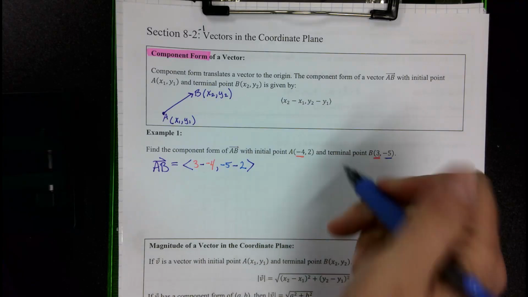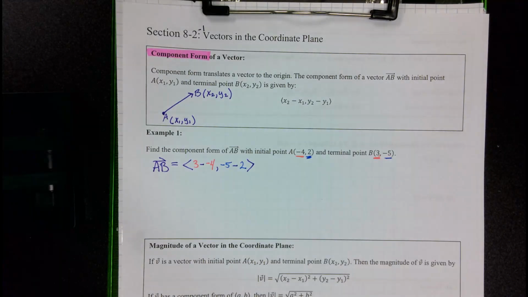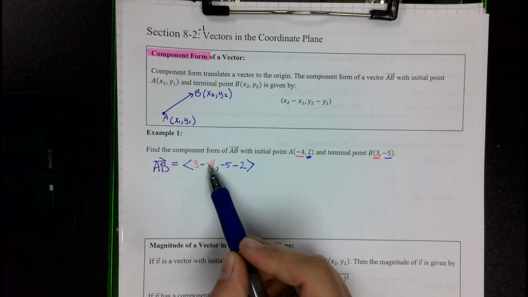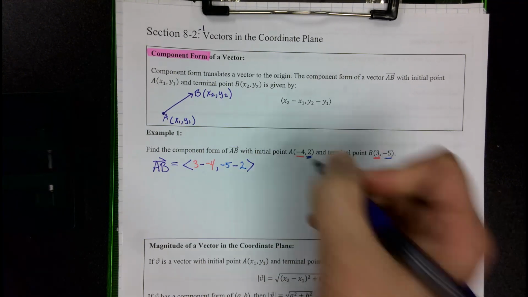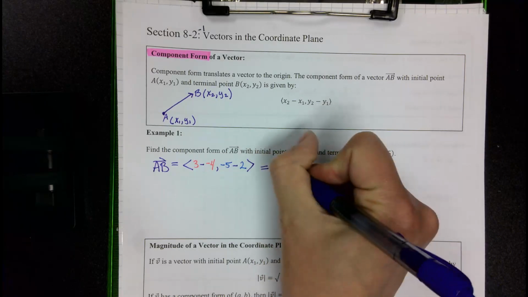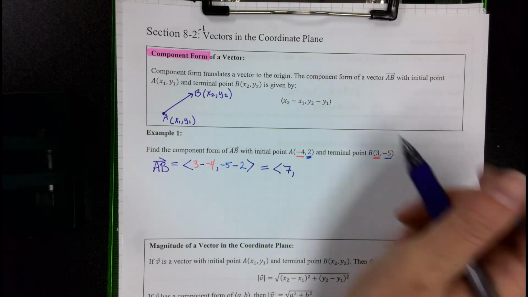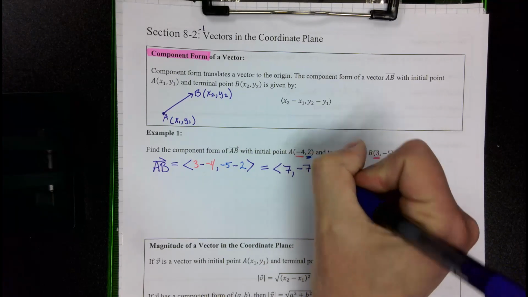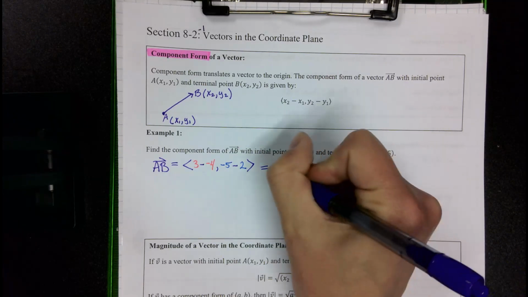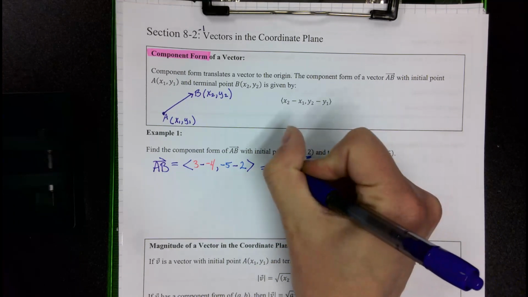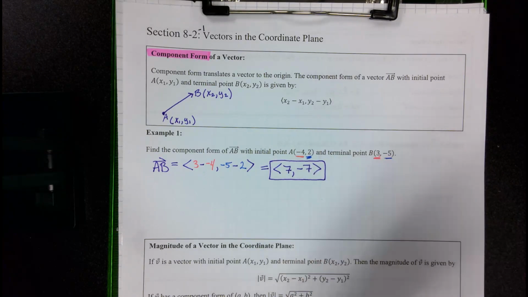Oh, I didn't underline my 2. So put the x's together and put the y's together, and when I do the math on this, I have 3 minus -4, so that's 3 plus 4. So that gives me 7. -5 minus 2 is -7. And there we have it, the component form.